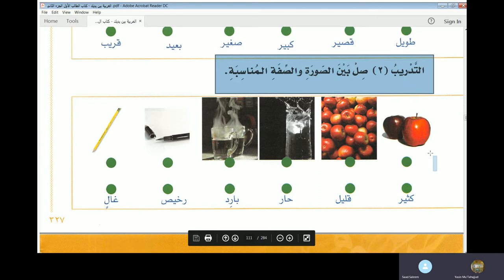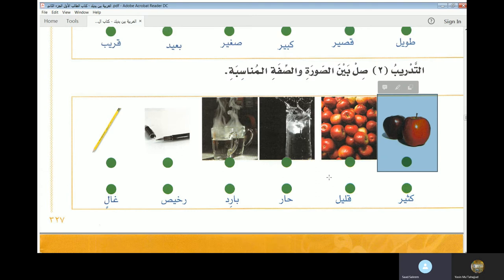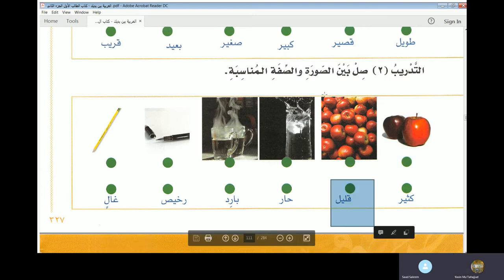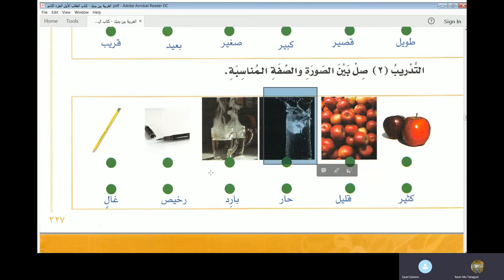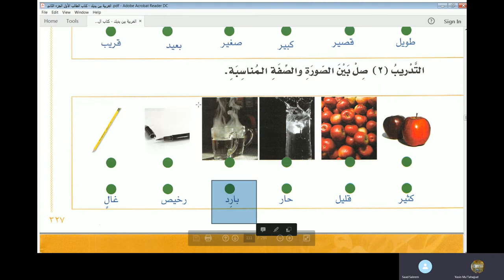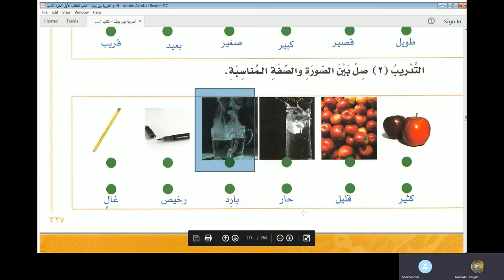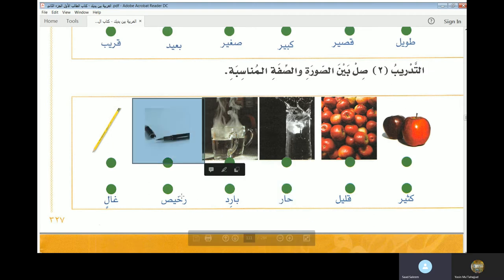That's Khalil. Connect between the picture and the appropriate quality. Okay. Khalil, next. Khalil. Barid. Or. Harr.